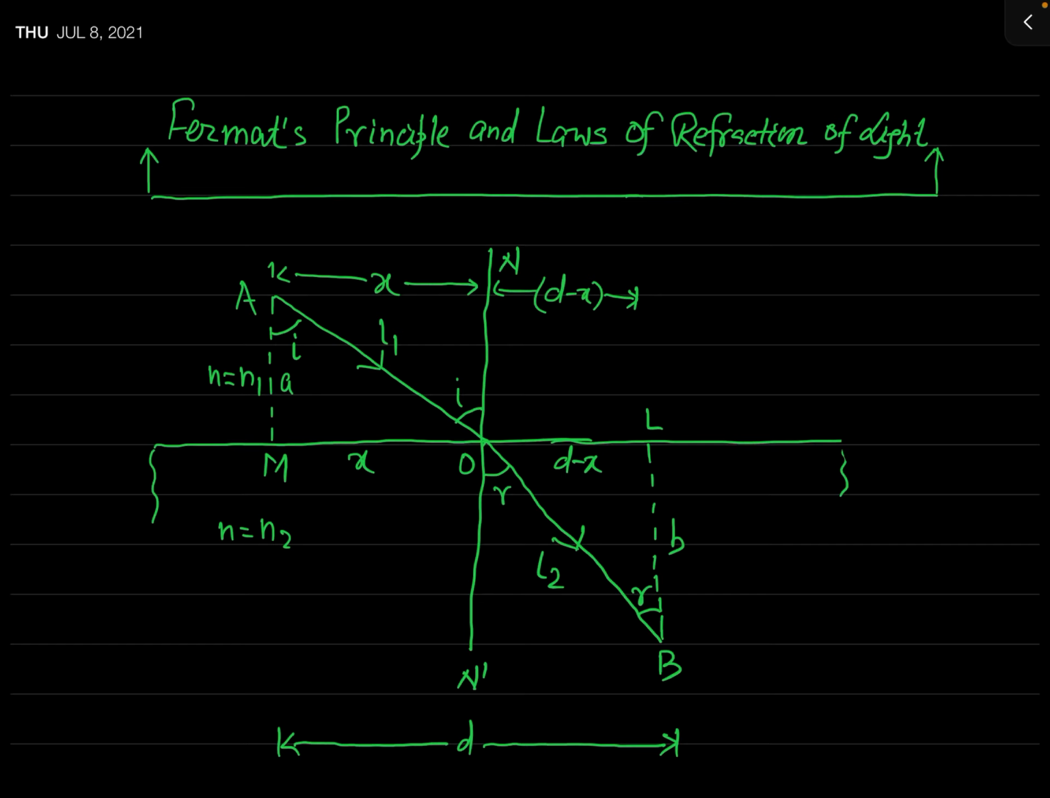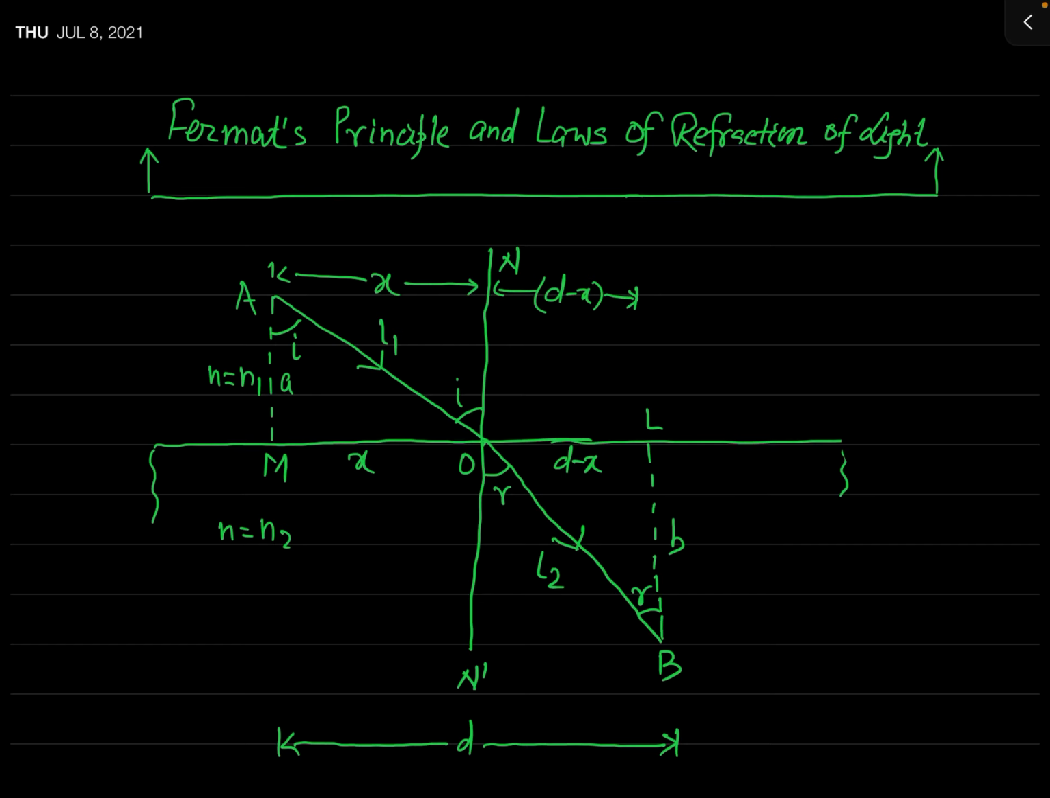So again we will see, if we assume that Fermat's principle is valid, then we can establish the laws of refraction of light. But when you consider that the laws of refraction of light are valid, then you will be able to establish Fermat's principle. So for this, let us see this figure.